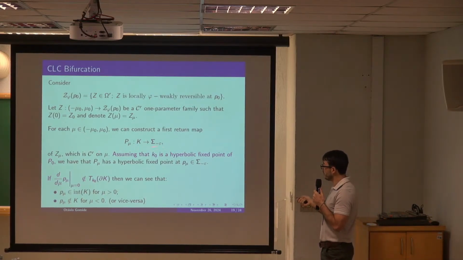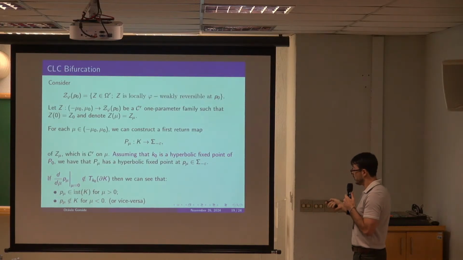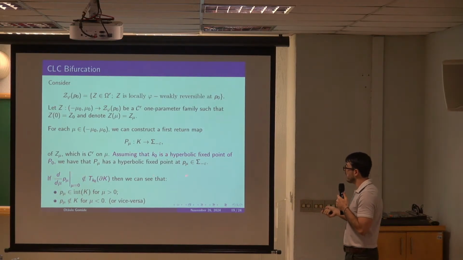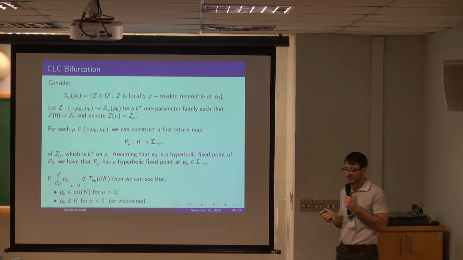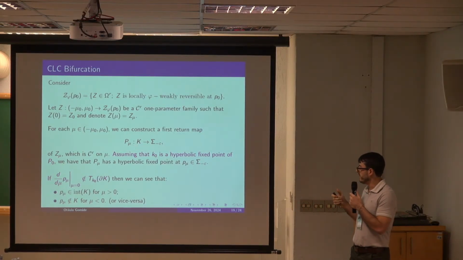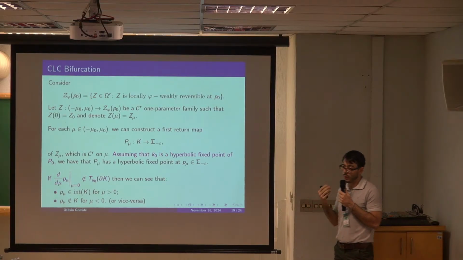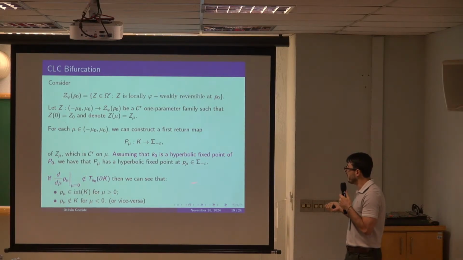So here, if we assume that K0 is a hyperbolic fixed point of P0, which is a generic condition in this polycycle, we have that P mu will also have a hyperbolic fixed point. So we can find a hyperbolic fixed point. Now we have a problem. Where is this hyperbolic fixed point? If it is in the crossing region, it corresponds to a closed orbit. If it's not, then it's just an extension, and we cannot have a dynamical conclusion about it.